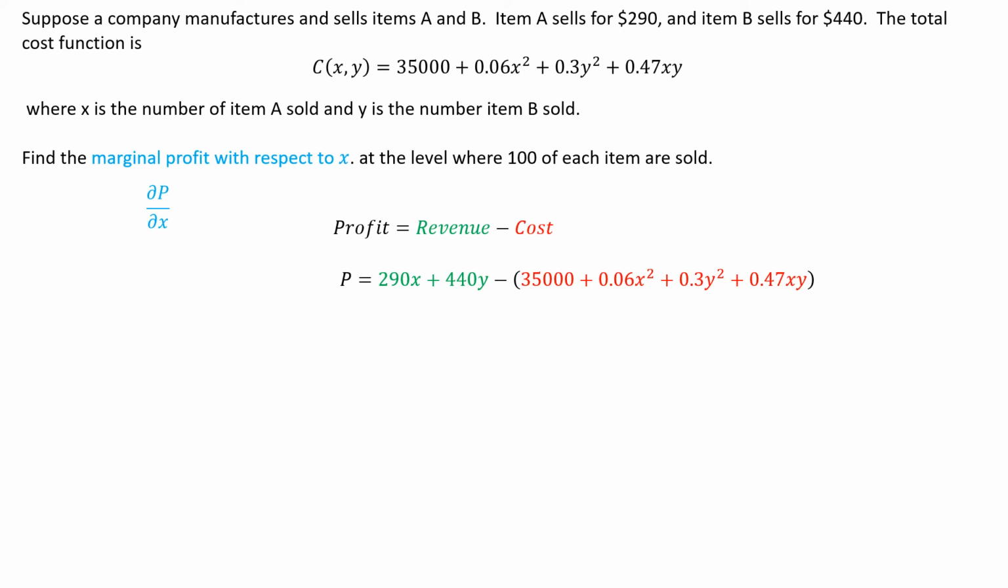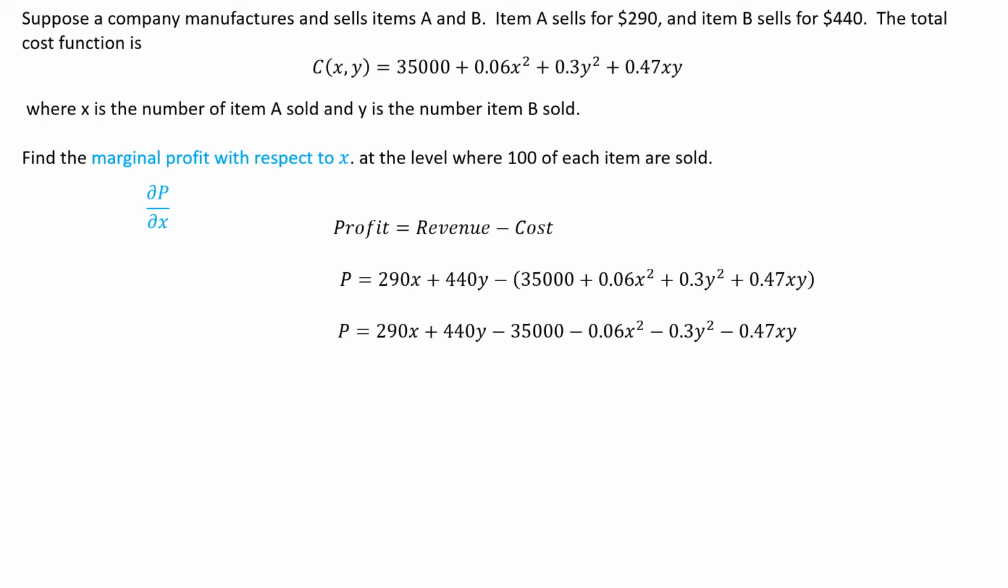This is basic middle school, high school mathematics. If we're selling x of a certain item and they cost $290 each, then we will be taking in an income or revenue of 290 times x, or times the number sold. The same is true for 440y. So that revenue function is easy to generate on our own, even if we're not given it. The cost function they gave us, and so we plug that in. Here I've done a little bit of algebraic cleanup, no big deal.